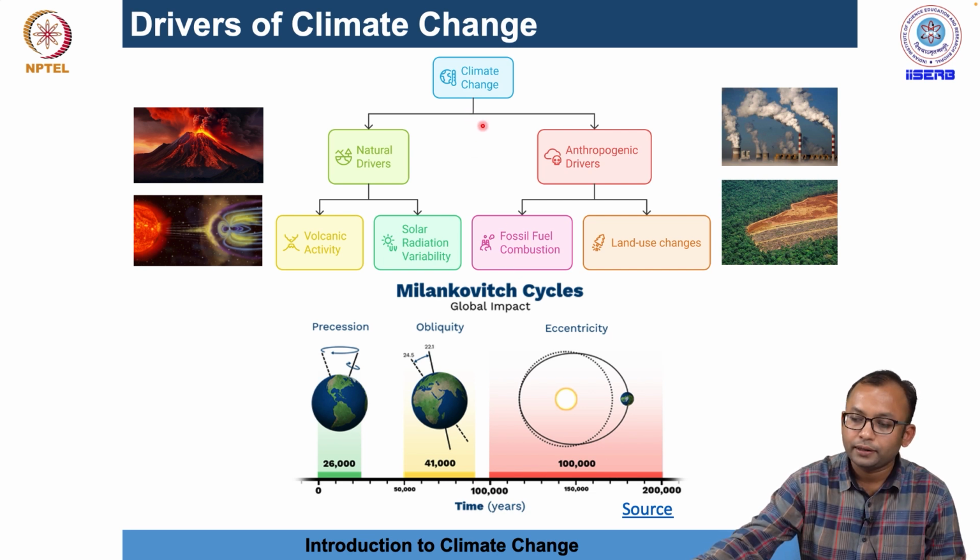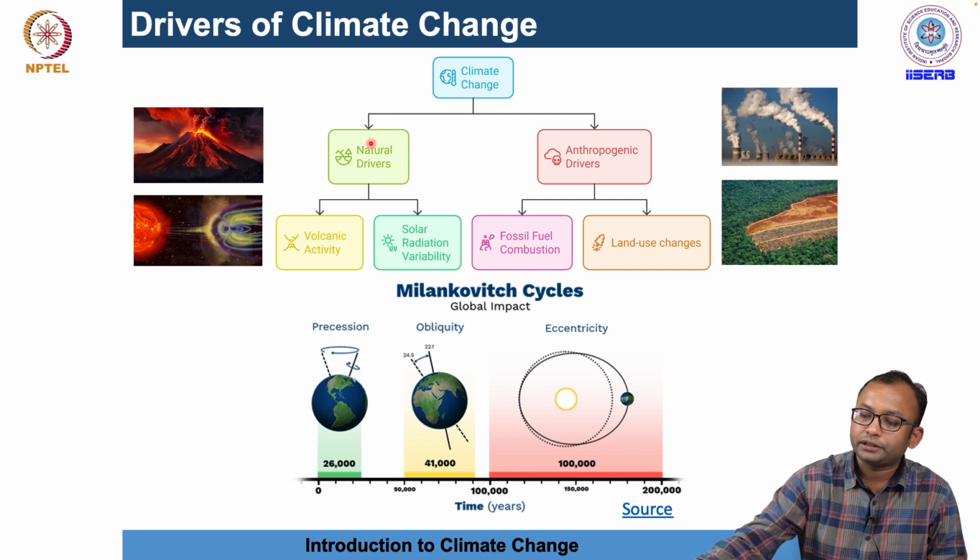In regional behavior like that. So overall, if you classify the drivers, there are two: natural drivers and anthropogenic drivers. Primarily, volcanic activity and solar radiation variabilities are responsible for changes in the natural state of climate at the global or regional level. If you talk about anthropogenic drivers, these are fossil fuels, which we have already discussed, and land use land cover change, which is also responsible for change in the climate state at a particular location or the overall global scale.